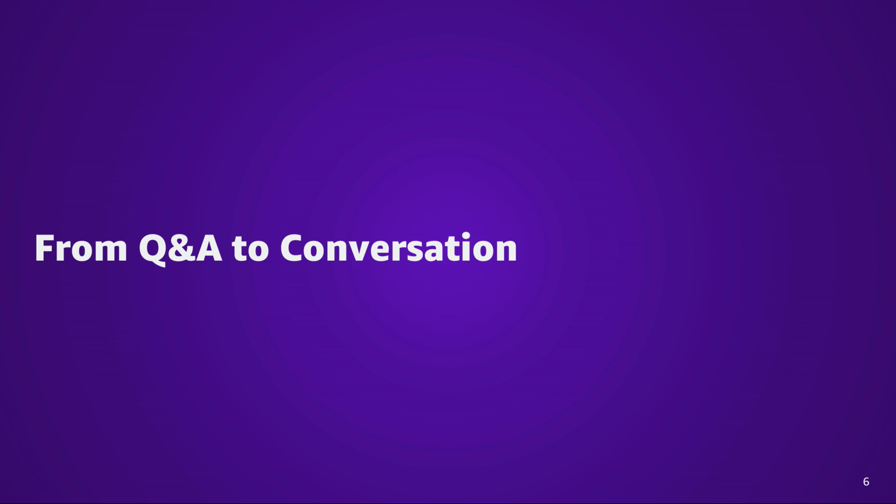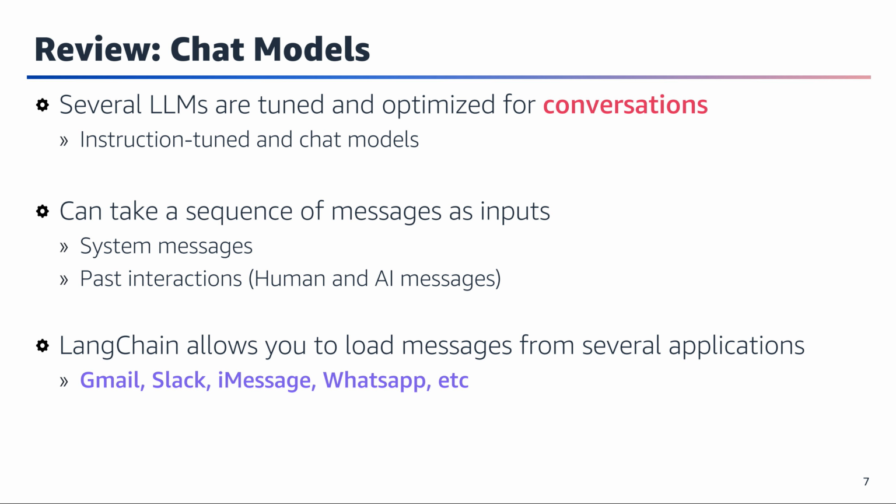Now, we'll transition from simple question and answering to conversations. In this discussion, we'll explore chat models and their capabilities. These specialized LLMs are designed to handle natural conversations effectively. What makes them particularly powerful is their ability to process both system messages and maintain context through conversation history. Through LangChain, we can integrate these models with various messaging platforms you likely use daily, from Gmail to WhatsApp, making them highly versatile for different applications.